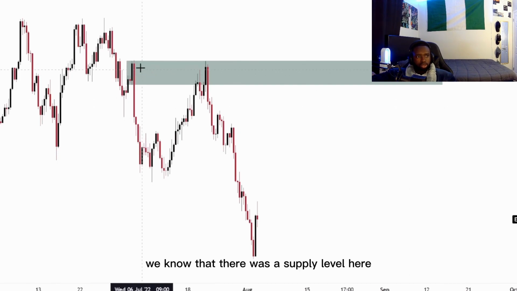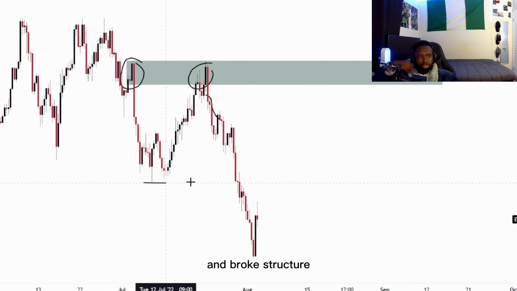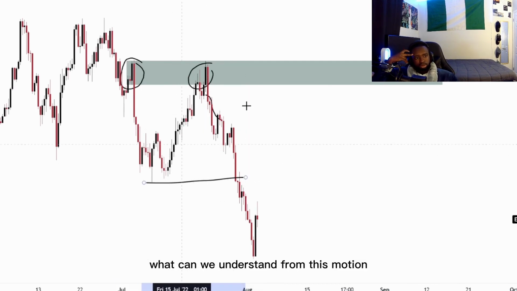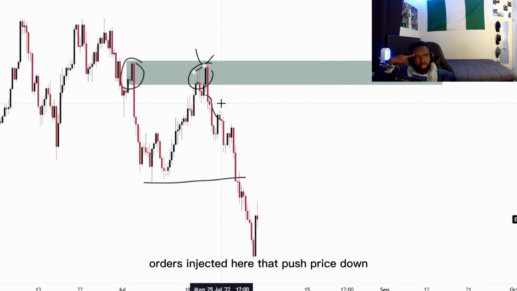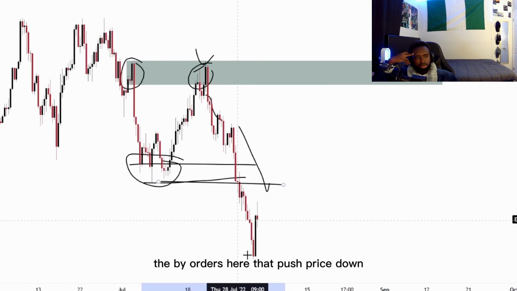We know that there was a supply level here. Price came to the supply level and reacted and broke structure. Broke structure. What can we understand from this motion? We can understand it should be a pullback. There were sell orders injected here that pushed price down. But there were so many sell orders that overpowered the buy orders here that pushed price down.